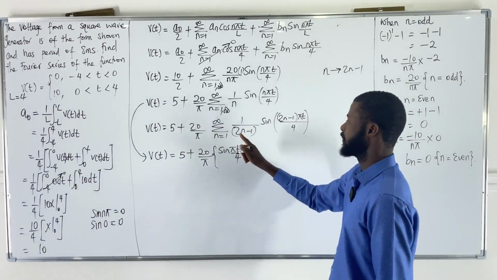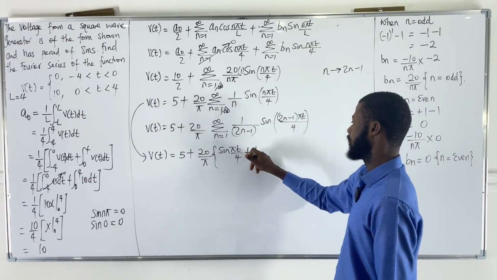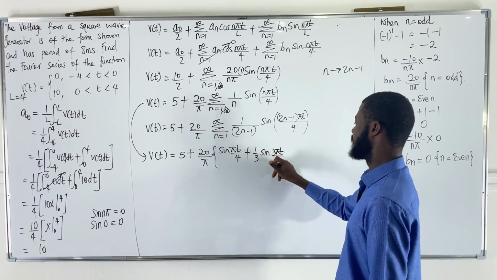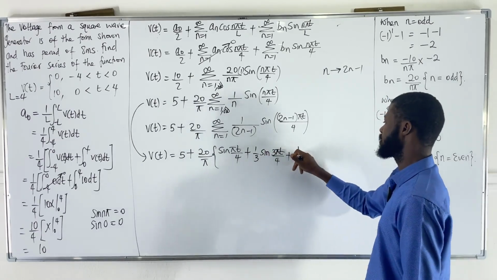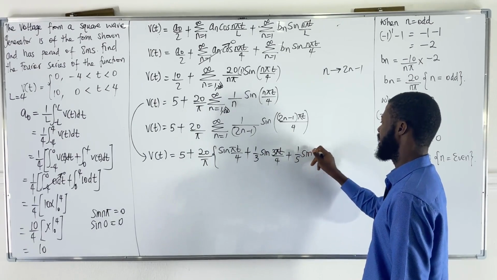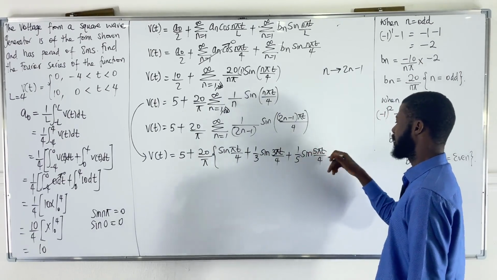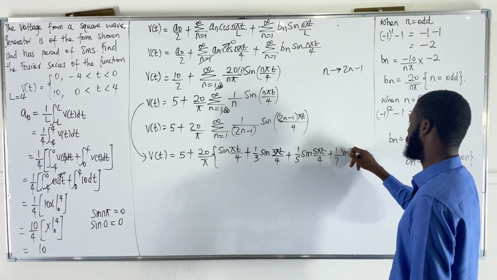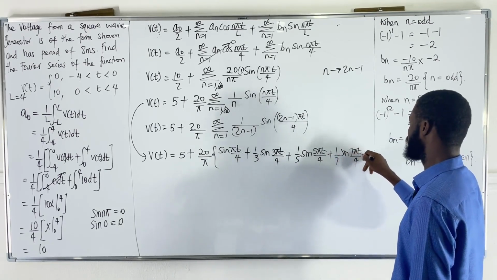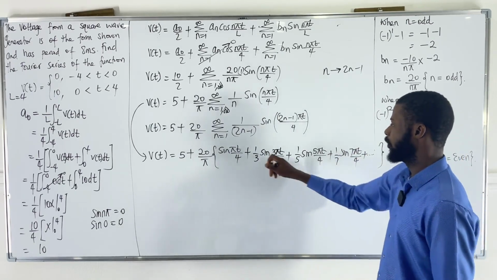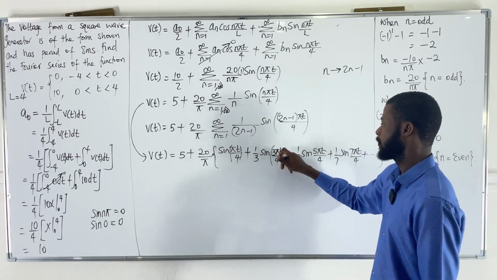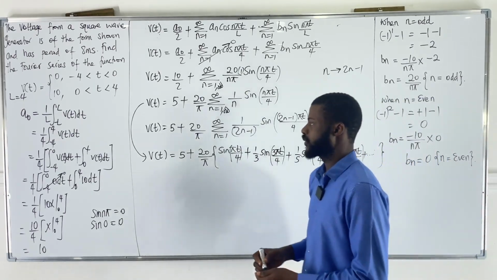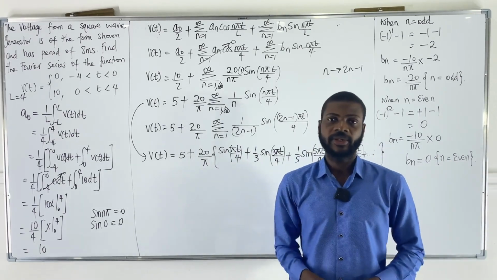Next will be when n is 3. So this will be 1 over 3 sine 3 pi t over 4. Next will be 5. So this is 1 over 5 sine 5 pi t over 4. Next will be 7. So this is 1 over 7 sine 7 pi t over 4. And just like that. So you might want to put a bracket here. So this would then be the answer to that very equation.